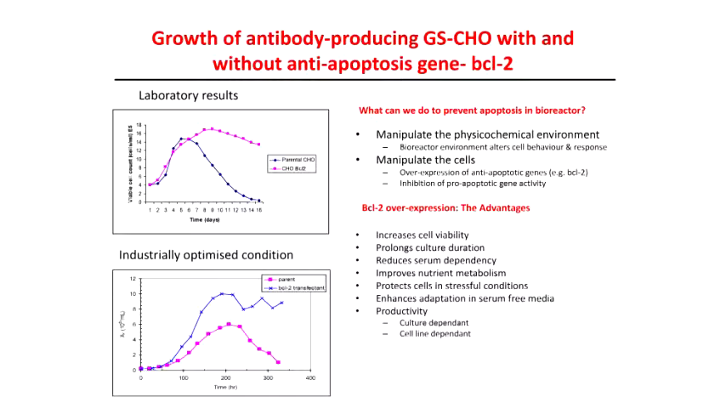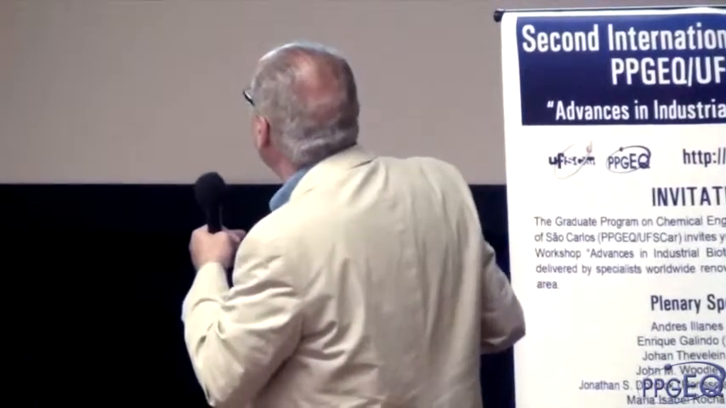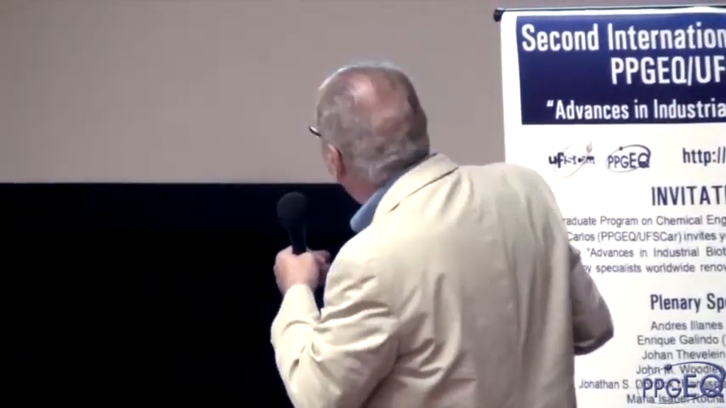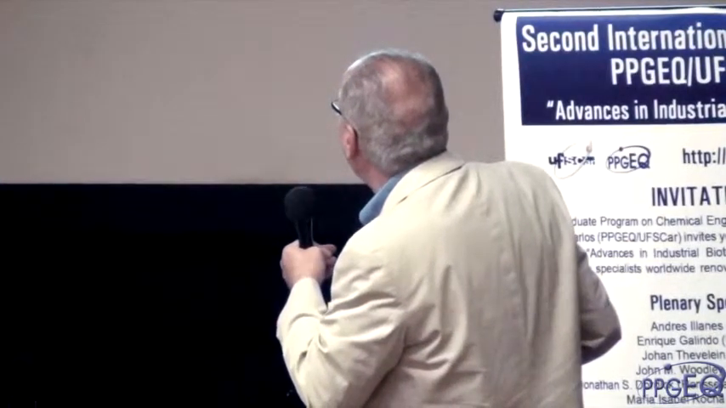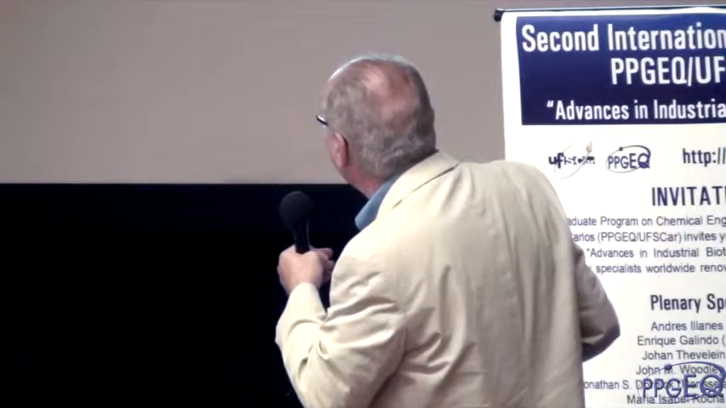And what we did, we took BCL2 and inserted it into the cell line. And here you have the results. When you overexpress BCL2, you get more cells. Cells refuse to die. This is a batch culture, a normal batch culture. And look what happened. This is laboratory results. We took it to industrial optimized conditions with a 100 liter fermenter. And you can see, in both cases, there are always differences. This is the BCL2 cell line, CHO, a BCL2 cell line.